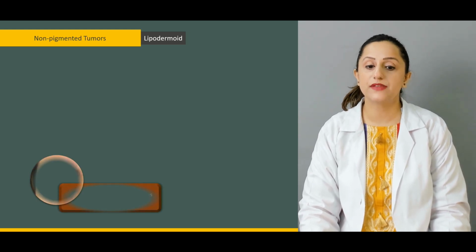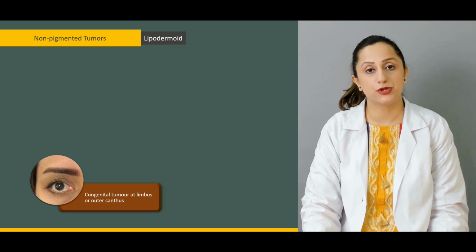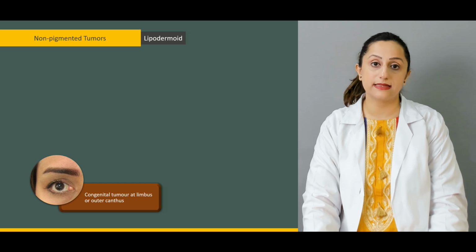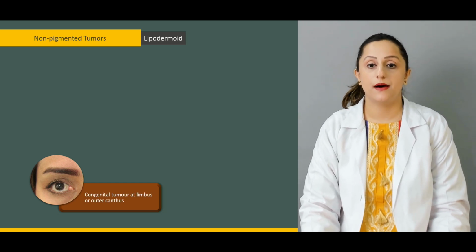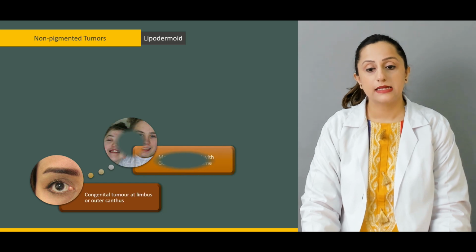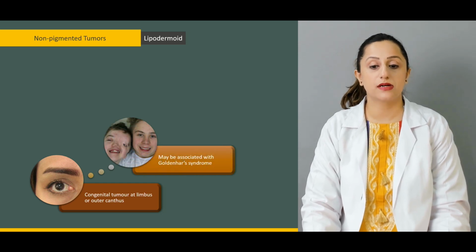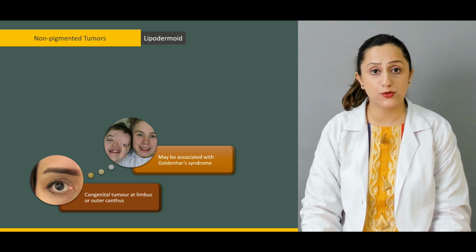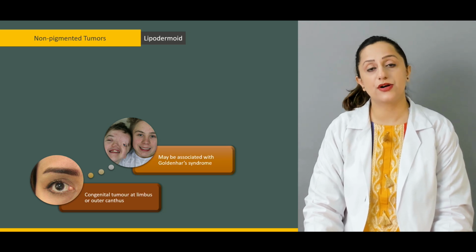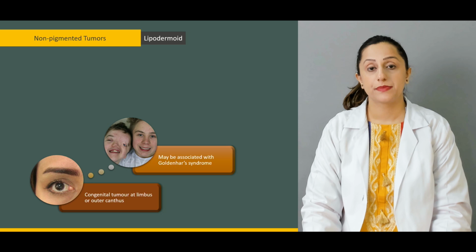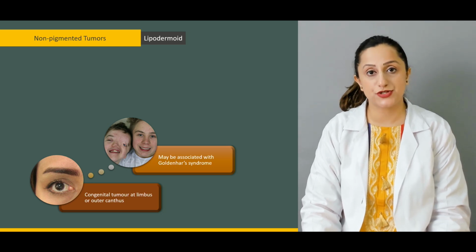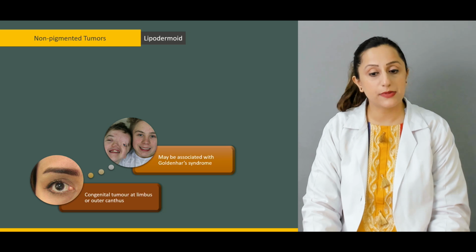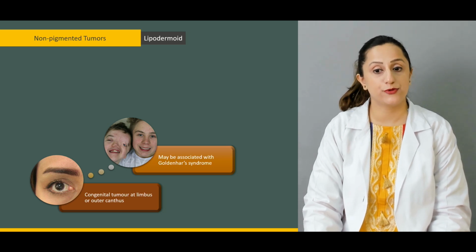On the other hand, we have the lipodermoids. They are basically congenital tumors at the limbus, or they can be present at the outer canthal margins. So these are the commonest sites for the development of such a lipodermoid cyst. It can be associated with a condition known as the golden hair syndrome, in which we have the lipodermoid cysts, as well as particular irritative features. They are coupled along with the presentation of a lipodermoid cyst.